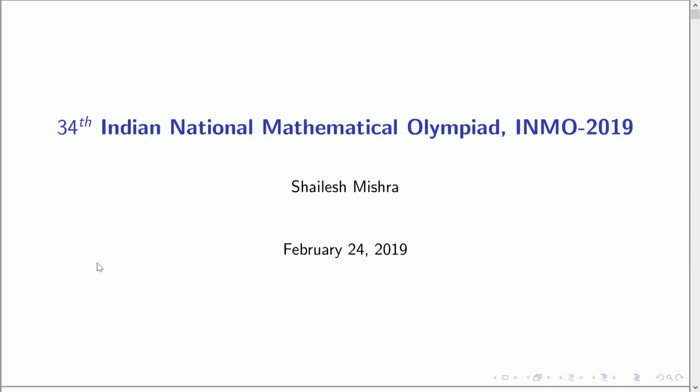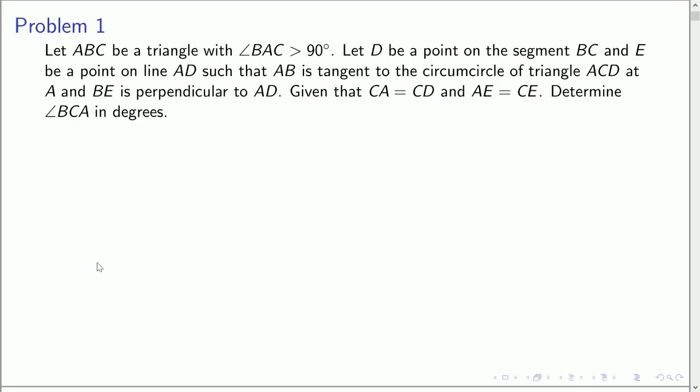Anyway, so here are the solutions for INMO 2019. So this exam was held, as you know, one month back, a little bit more than that. There are 6 problems and 4 hours to solve it. So yeah, let's go. So this is problem one.